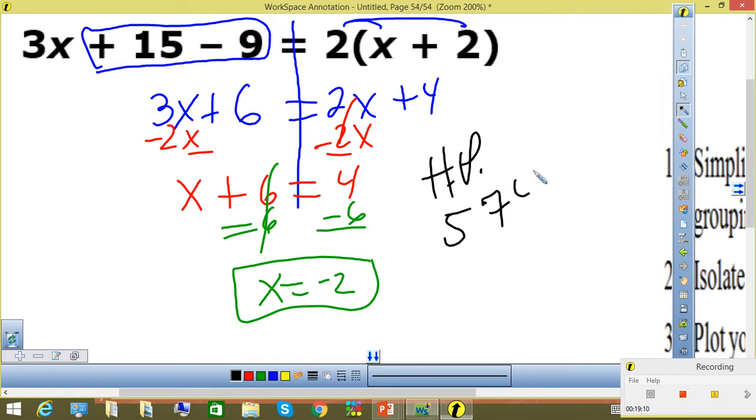So, our home plate for tonight is on page, what is it? 5 what? 574. Only do numbers 1 through 11. That was good, right? Yeah, it was.